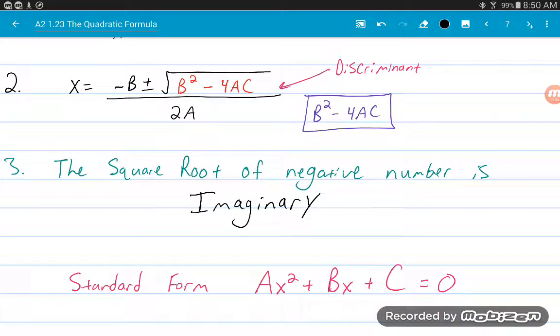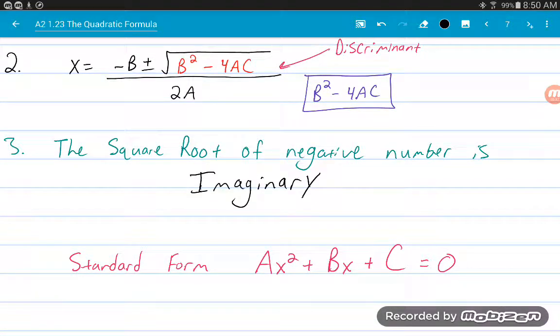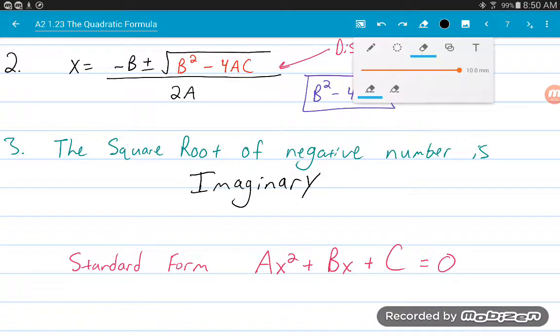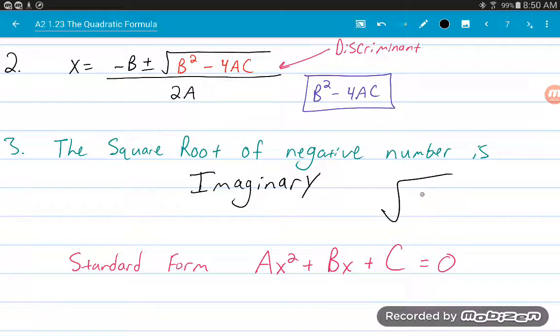The square root of a negative number is imaginary. So you just need to know that for now. We're not going to deal with imaginary numbers just yet. Just be aware that that's the term that we use to refer to something like, if you get something like negative 33 under the root, that is technically imaginary. And you don't need to worry anything else about it for right now.